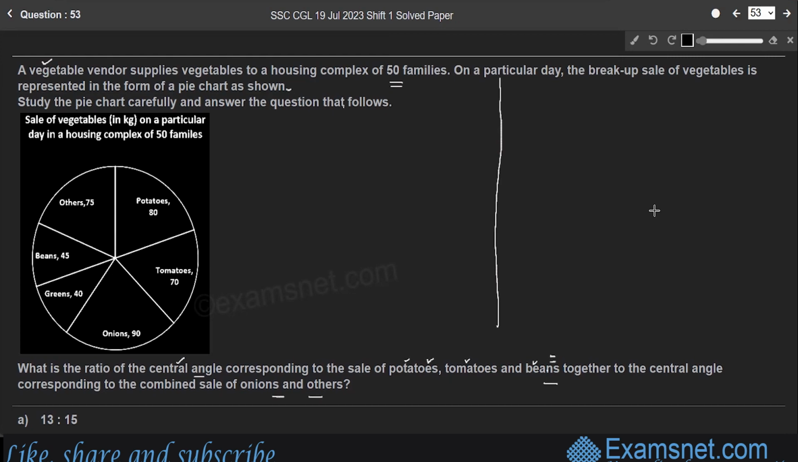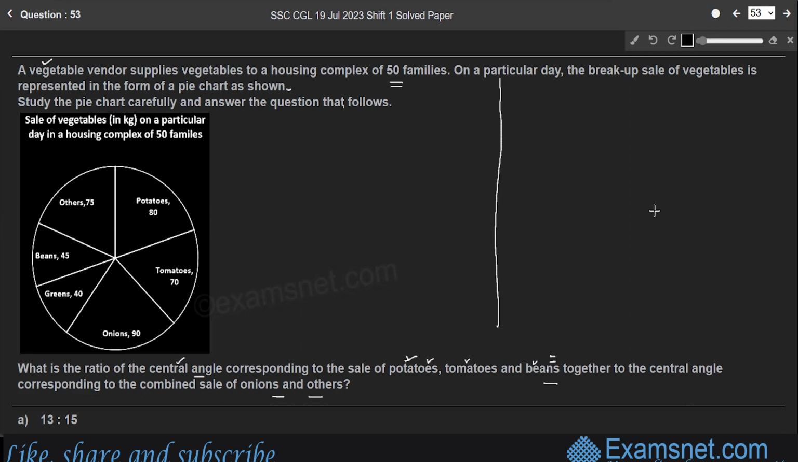So is to the central angle corresponding to onions and others. This is the one method. Another method is a very easy method. Directly we need to consider the sale of potatoes, tomatoes, beans together. One sale is to the sale of onions and others, which is already given. So we need to just add these numbers and take the corresponding ratio. This is the easiest method.